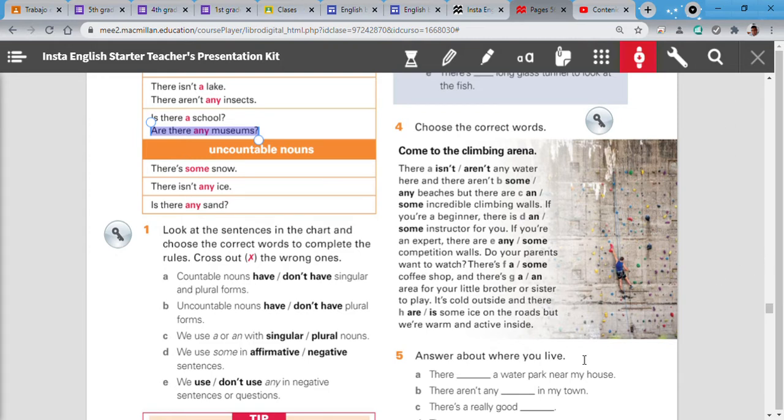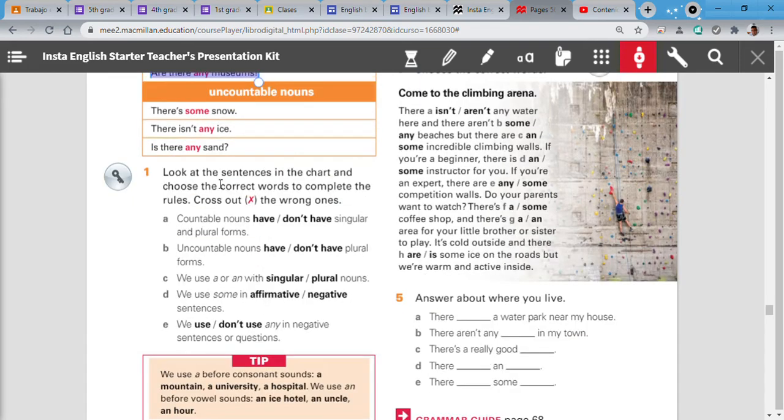Now, let's continue. Remember, in classes, we're going to explain this activity a little more. This is like the start of the activity. Now let's see. Number 1. Look at the sentences in the chart and choose the correct words to complete the rules. Cross out the wrong ones. Okay, let's see.